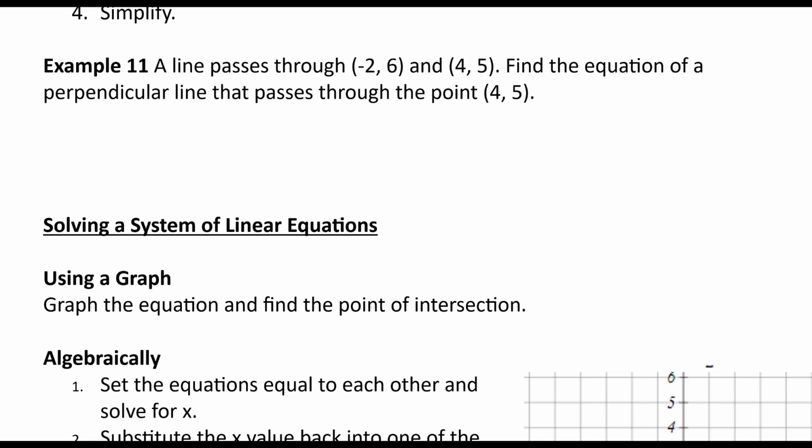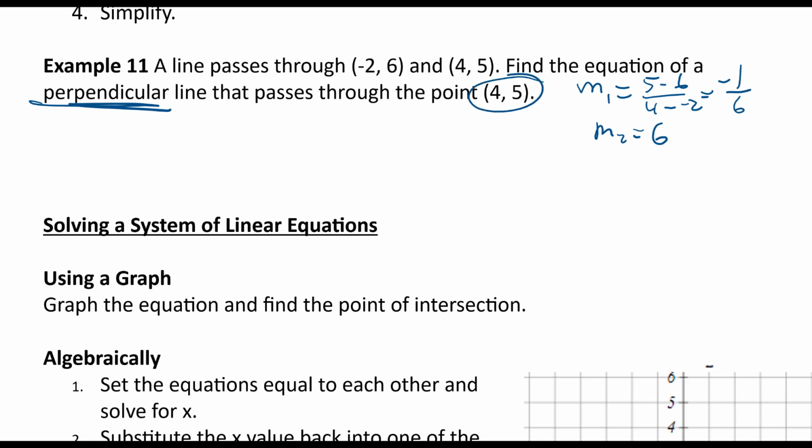We want to be perpendicular. So our m1 is going to be 5 minus 6 over 4 minus negative 2, or negative 1 over 6. So m2 is the negative reciprocal. It means we're going to flip this and change the sign. Remember, in perpendicular slopes, one's positive, one's negative. So we're going to flip it and change the sign, so it's just 6. And the point we're going to go through is 4, 5.